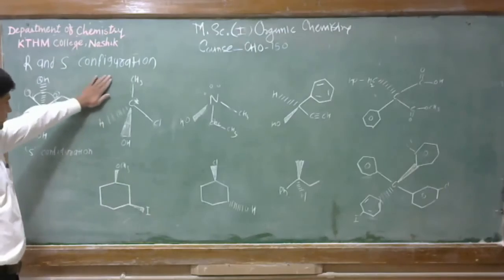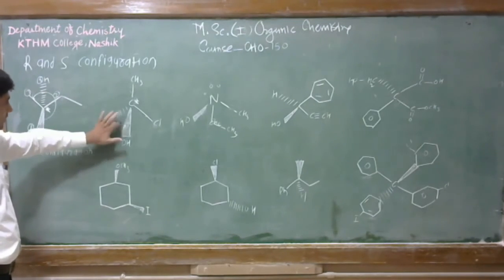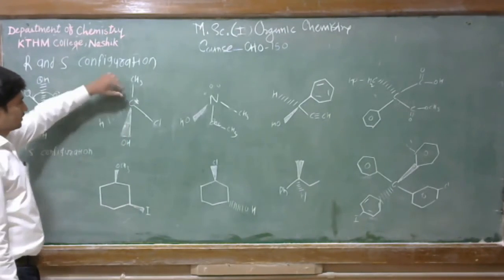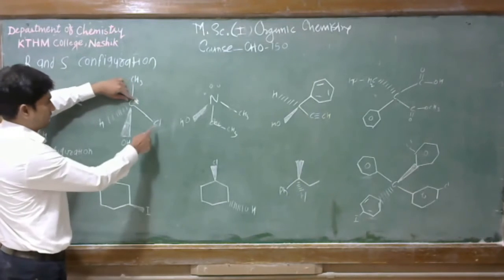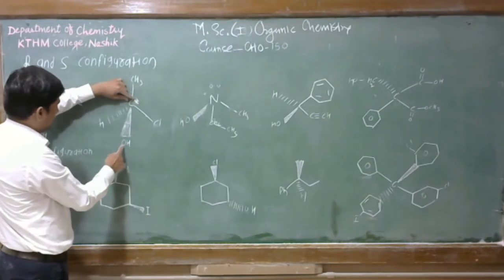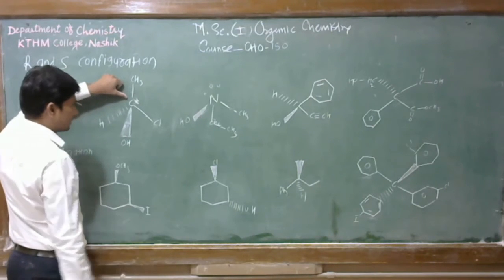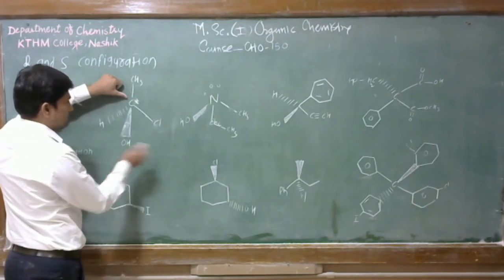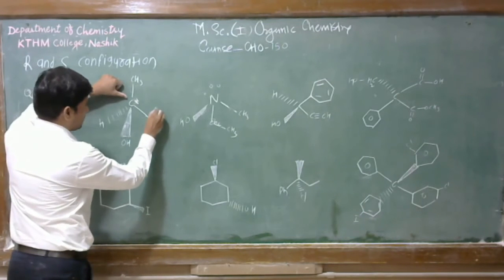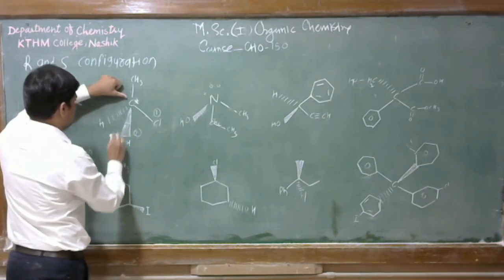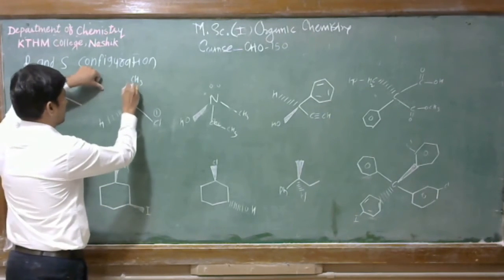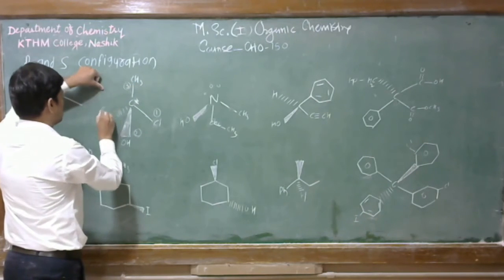Now this is the second example in which we can see, to this chiral carbon atom there is attachment of chlorine, oxygen, hydrogen, and CH3, out of which chlorine has the higher atomic number, that is 17. Then after that oxygen. So therefore chlorine has first priority, oxygen has second priority here, this carbon has third priority here, and hydrogen has fourth priority.